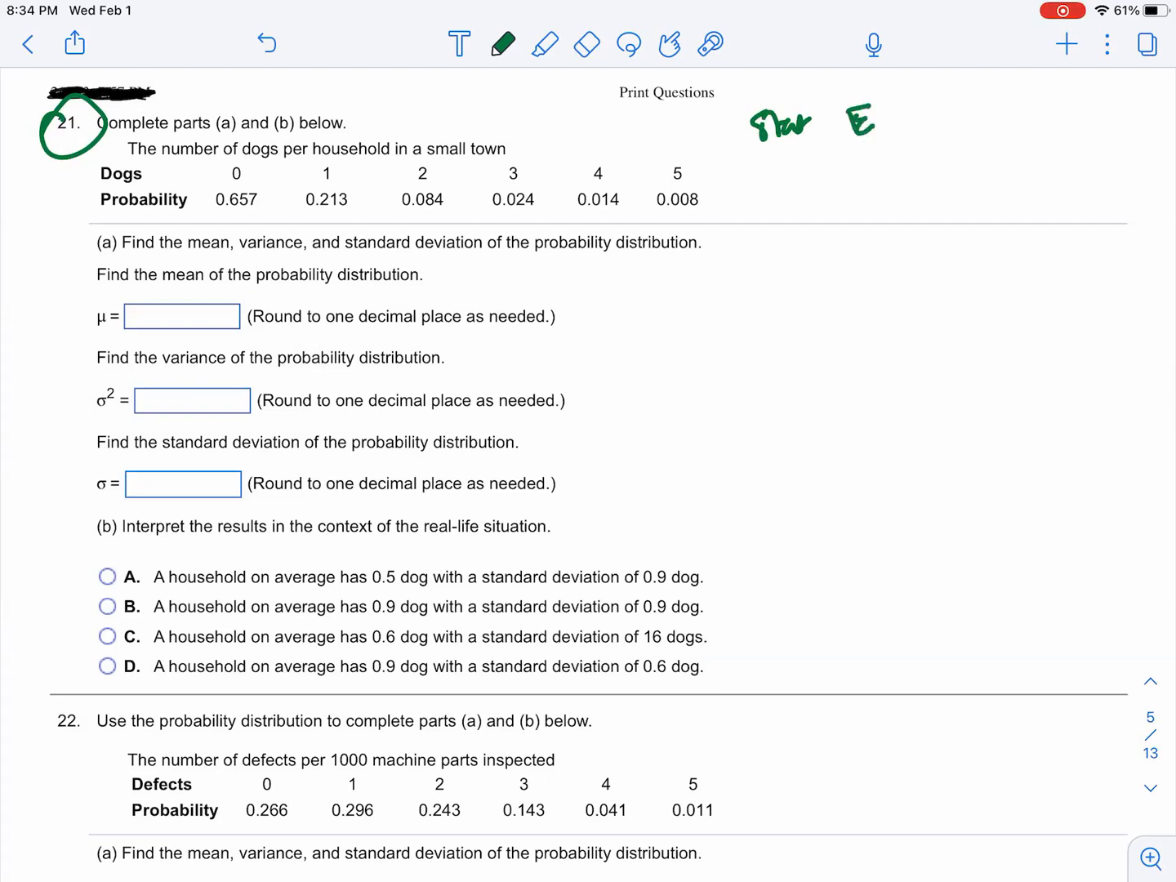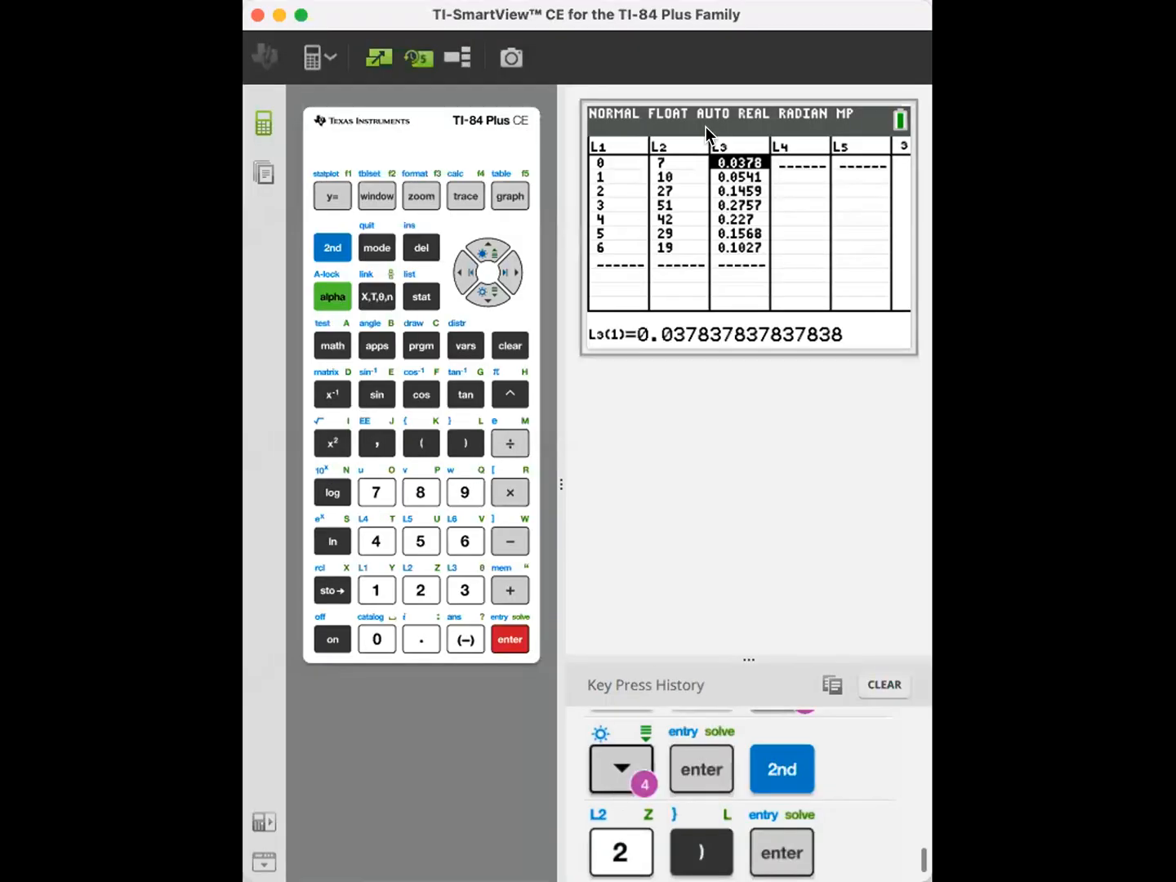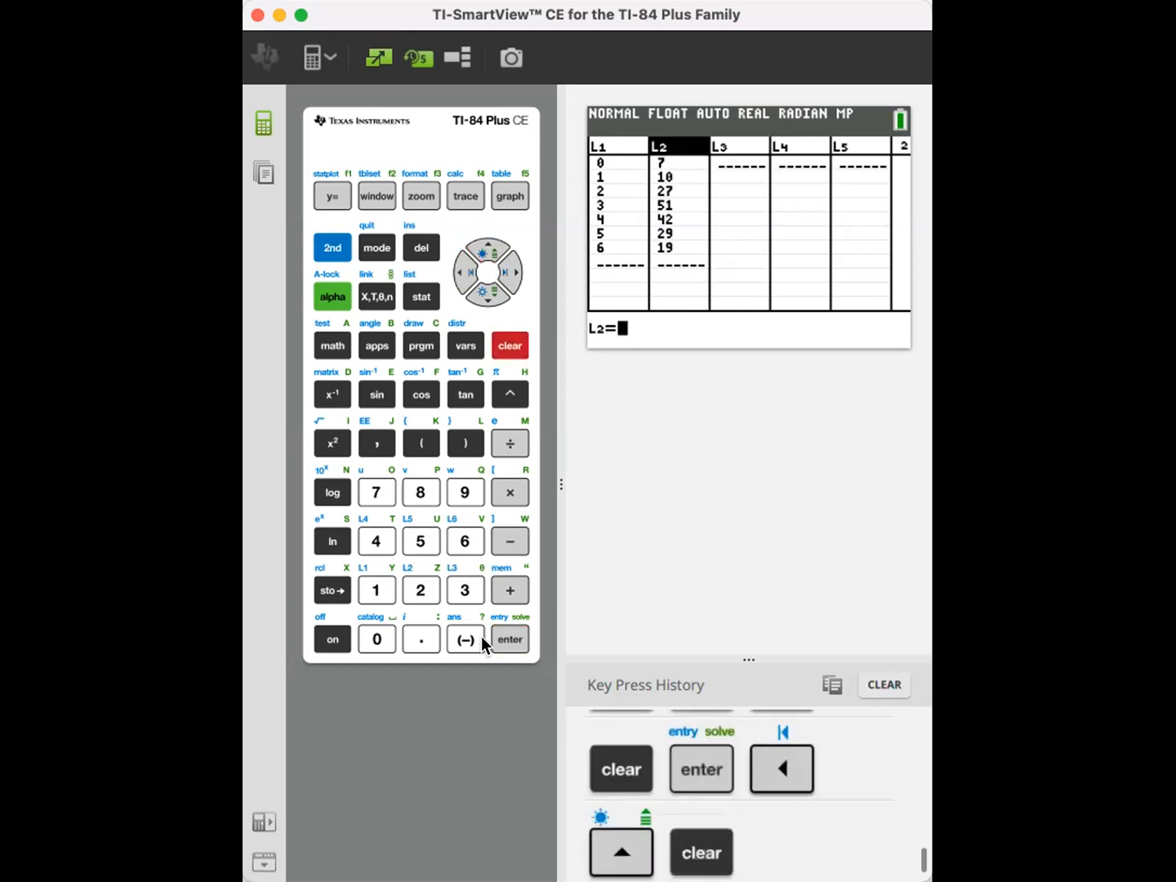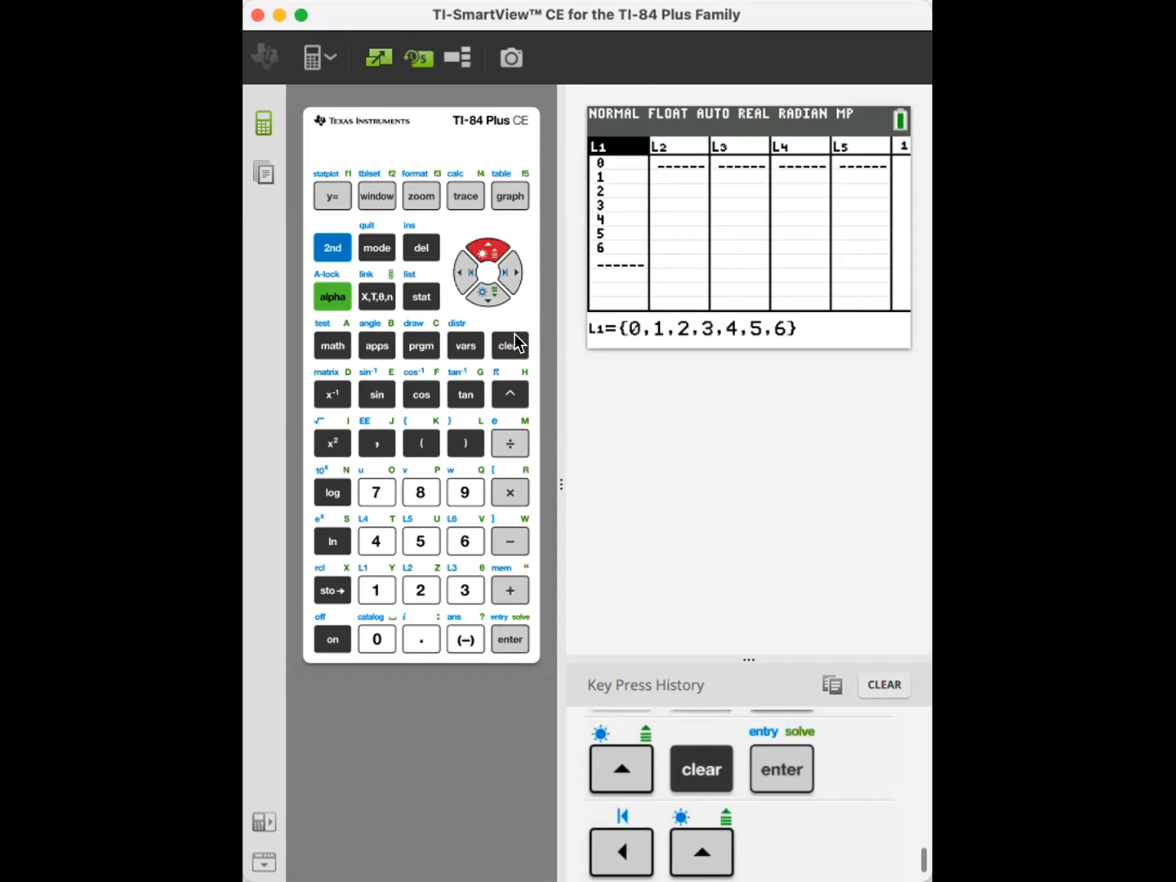For that, I'm going to go to Stat Edit, enter this in L1 and L2. From there on, we'll use something in the stat menu called Stat Calc, 1-Var Stats. That's a function. I'm going to show you how to do that right now. I'll share my screen as I usually do, my calculator screen. Hope you guys can see it. Now I'm still in Stat Edit. Remember, clear enter to clear your list.